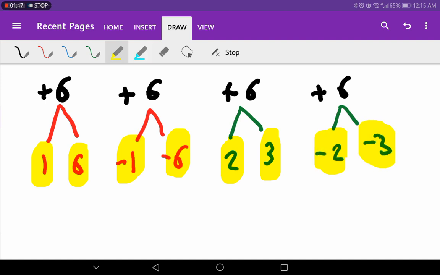Now, can you find the sum of 1 and 6? What is the sum of 1 and 6? It is 7. What is the sum of -1 and -6? It is -7. And the sum of 2 and 3 is 5, or positive 5. Okay? And the sum of -2 and -3 is -5. Are you okay with that, my dear student?